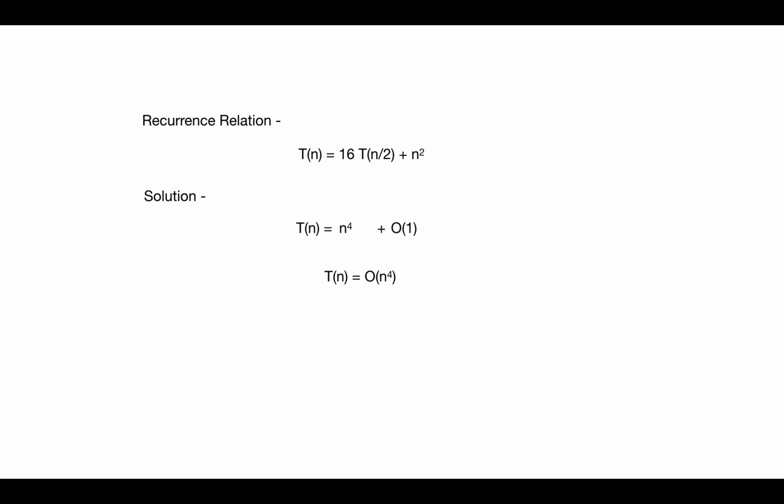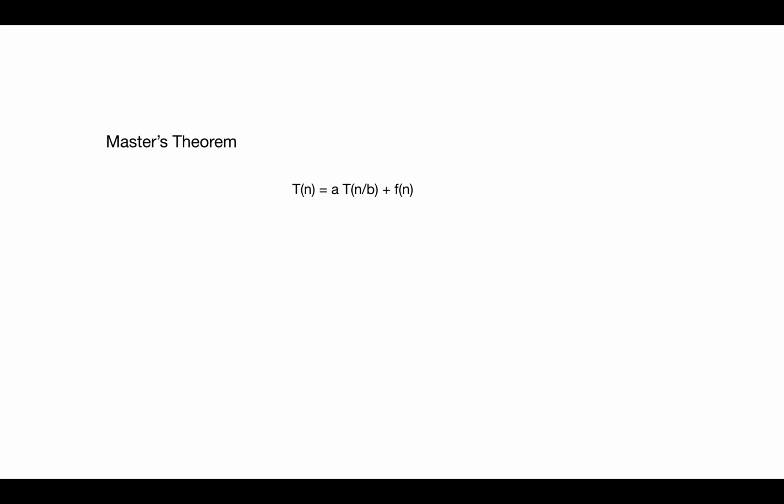If you can remember these formulas and the table, you can go with this easy way of directly applying the Master's theorem. Otherwise, use the substitution method. Also, don't forget to check the form of the recurrence relation. It must be T(n) = aT(n/b) + f(n), where a must be greater than or equal to 1 and b must be greater than 1.